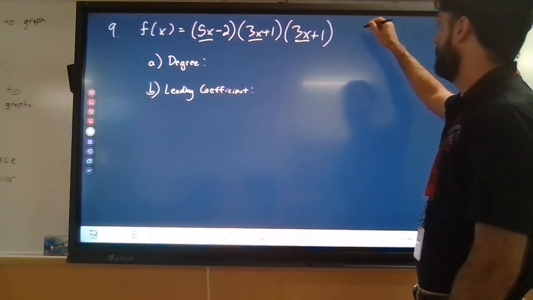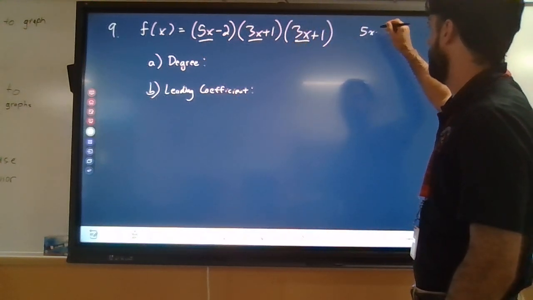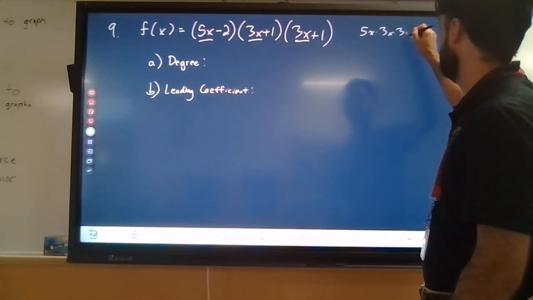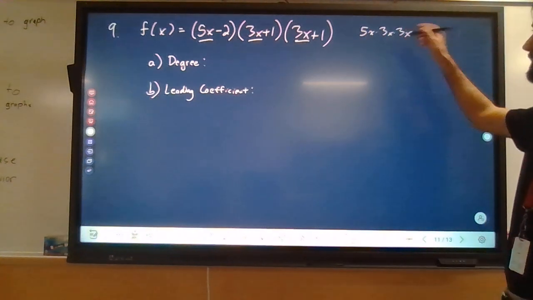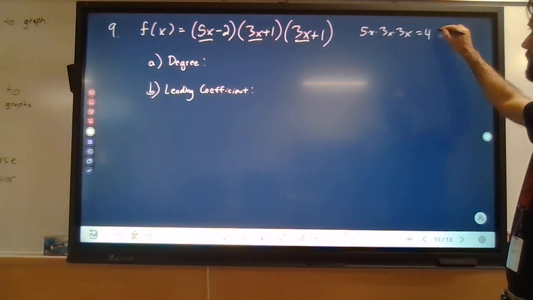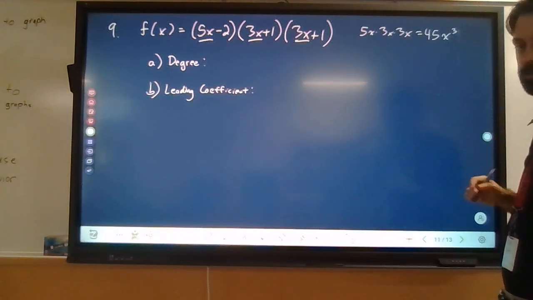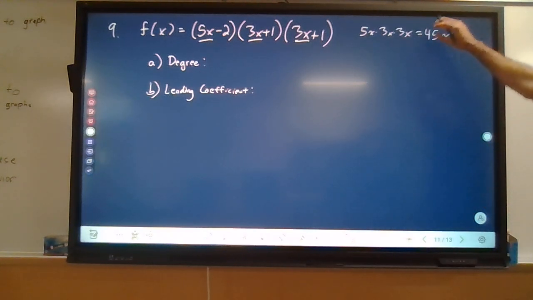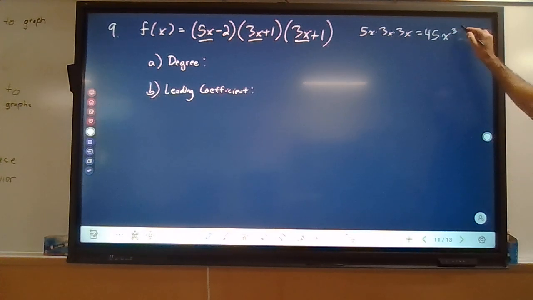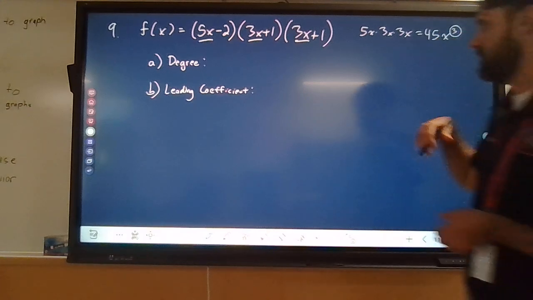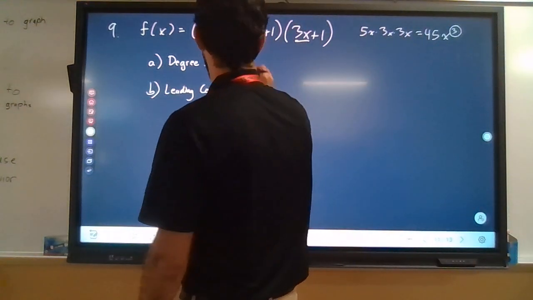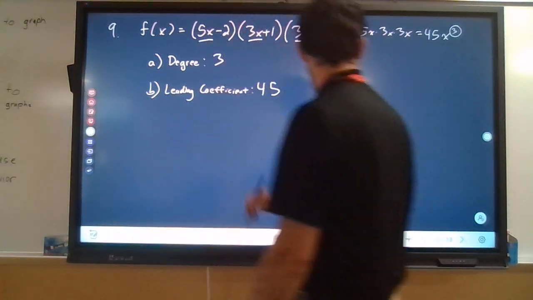So we're just taking the biggest exponents, 5x times 3x times 3x. So 5 times 3 times 3 is 45. And x times x times x is x cubed. Okay, so this would be the biggest exponent if we were to distribute out everything. Our degree is always our biggest exponent in standard form, so that would be 3. And the leading coefficient is the number in front, so 45. All right, that's number 9.